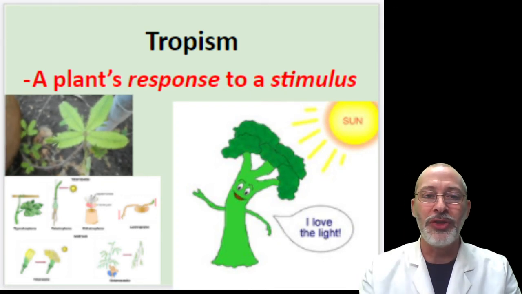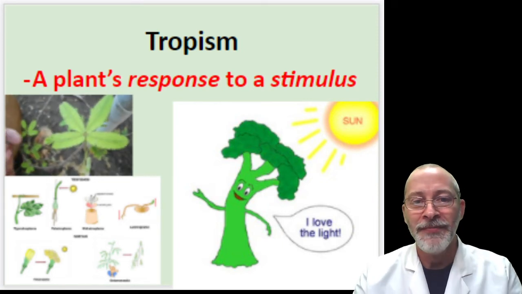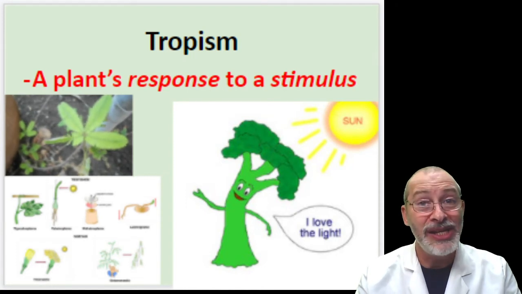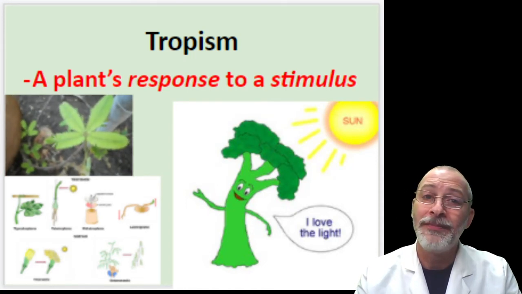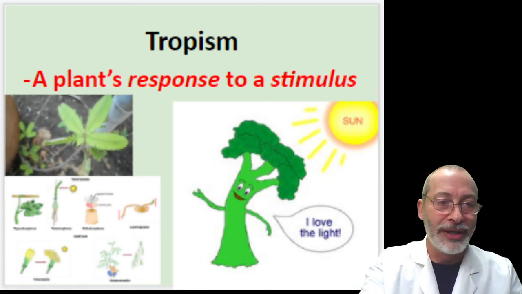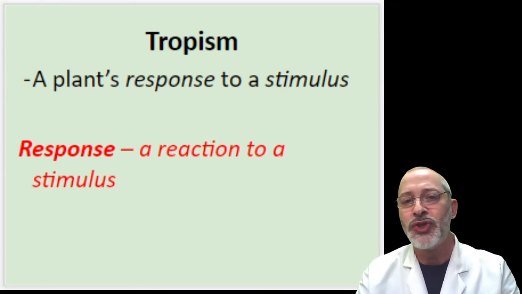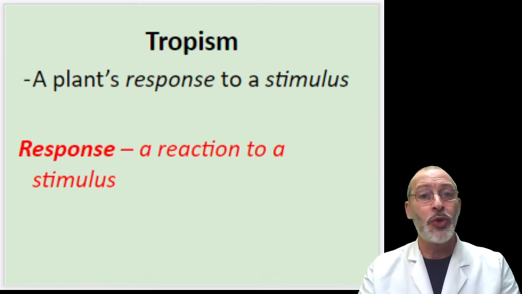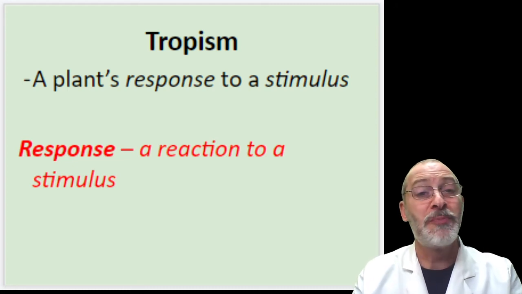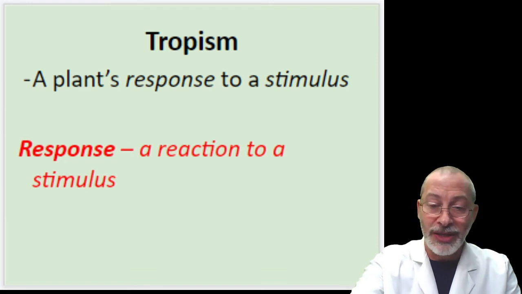And as you've noticed with the roots that you've been watching grow in the growing pods, roots always go down. In fact, no matter how you plant a seed, roots always go down, stems always go up, no matter how the seed is oriented. So tropism is a plant's response to a stimulus. Just to give you a quick definition of these two words, which I know you know from earlier in the year, a response can be defined as a reaction to a stimulus.